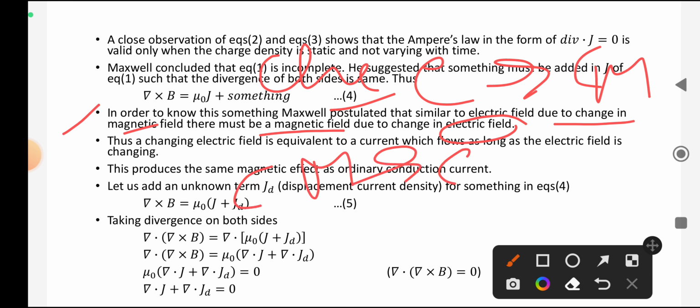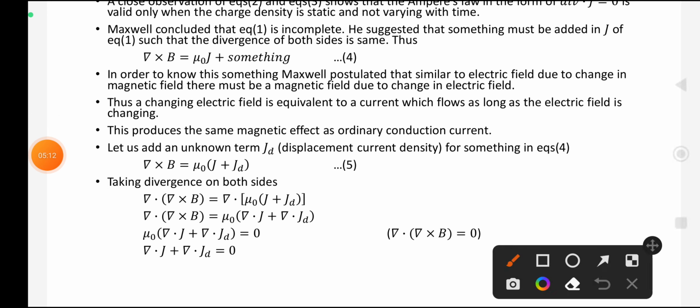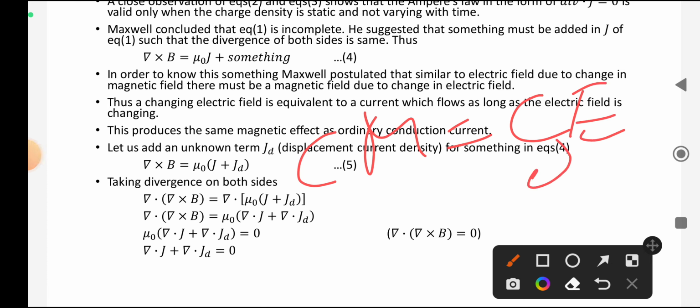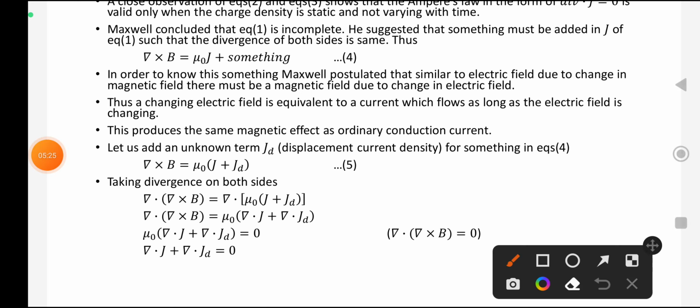A change in magnetic field also produces a change in electric field. So this is one of Maxwell's postulates: a change in magnetic field can produce a change in electric field. It is equivalent to a current, and that current is generally called the displacement current. That is also given here.